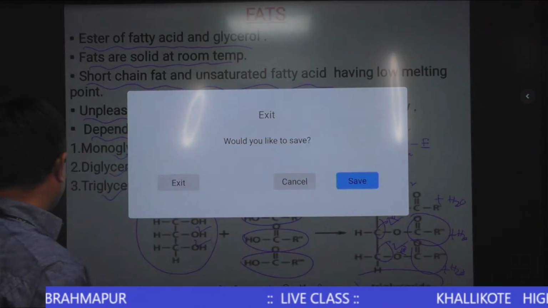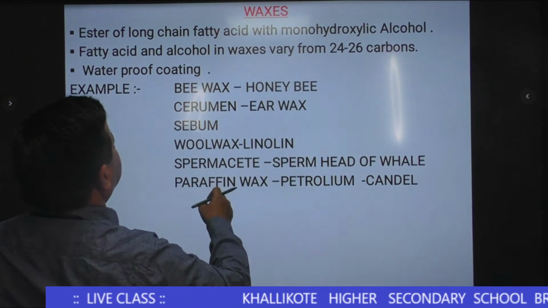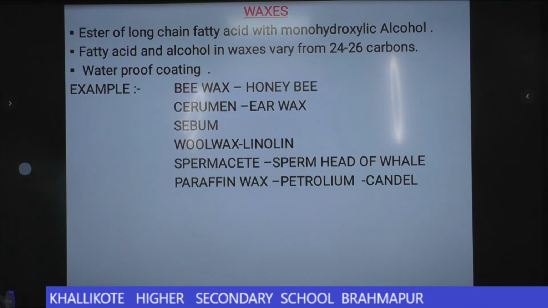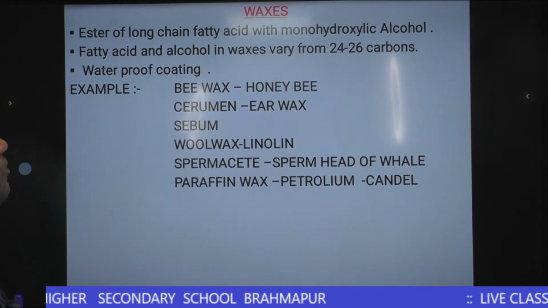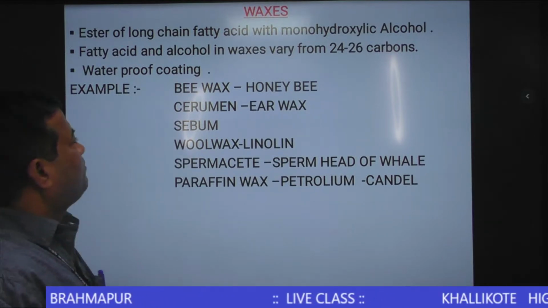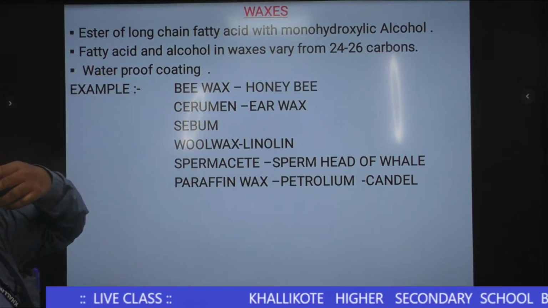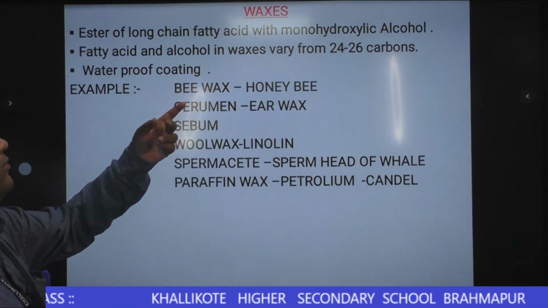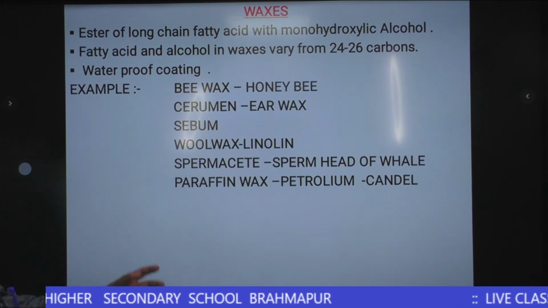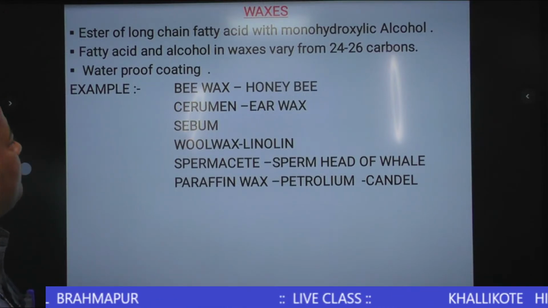Then we come to the second type, that is wax. Here it is an ester of a long chain fatty acid with a monohydroxylic alcohol. Waxes or oils are simple lipids that consist of an ester of a long chain fatty acid with a monohydroxylic alcohol, meaning a single OH group is present in the alcohol, that combines with a long chain fatty acid, resulting in the formation of wax.